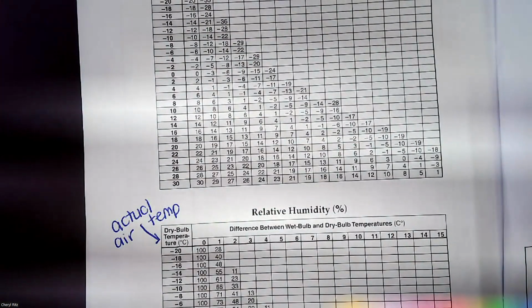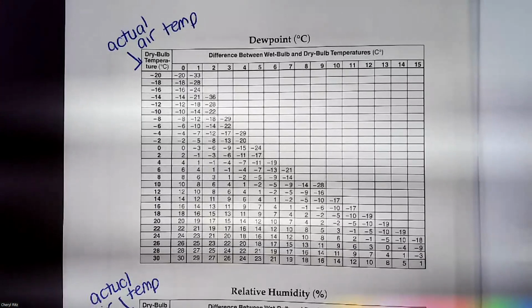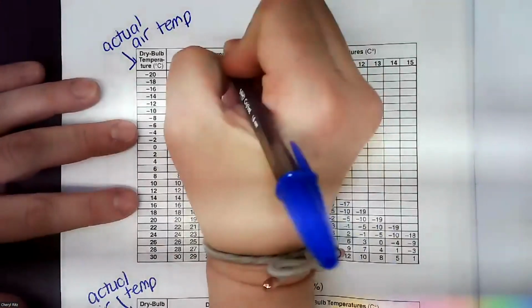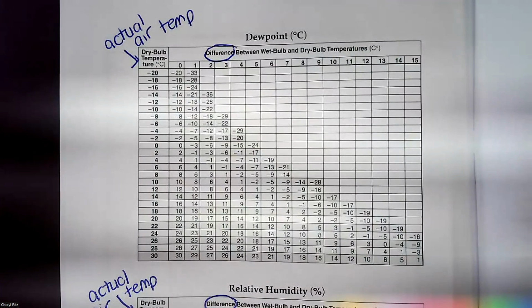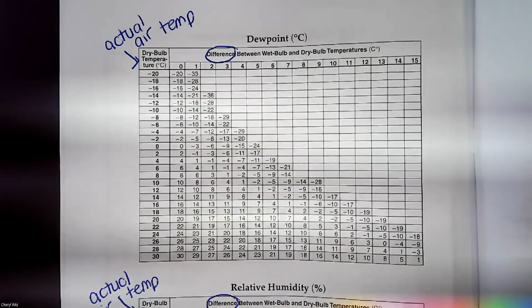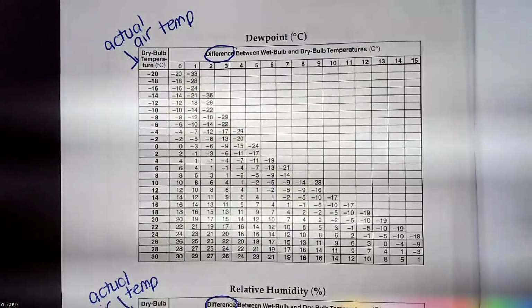So the side is the actual air temperature. What's the top for both charts? Read your reference table. What's the top for both? Difference. Guys, circle that word difference. It's the difference between the wet bulb and the dry bulb. It's not the wet bulb. It's the difference. How do we find difference? Subtract. Notice these are always positive numbers here. See how the top line is all positive?